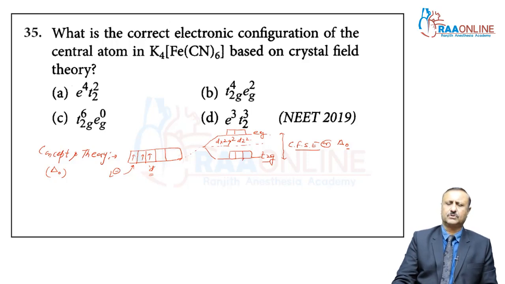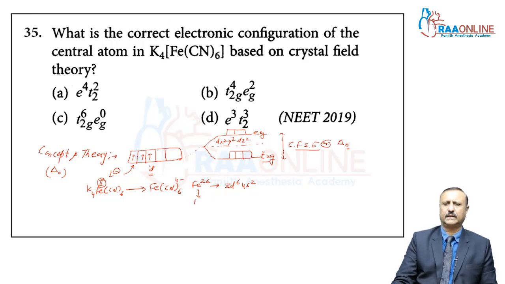Now in this question, which was asked in the 2019 NEET exam, K4[Fe(CN)6] is broken down in water, and it gives us the [Fe(CN)6]4- ion. Here the atomic number of Fe is 26, that's why 3d6 4s2 electrons are present in iron. Now in this complex, the oxidation state of iron is 2: 4 + x - 6 = 0, so x = 2.